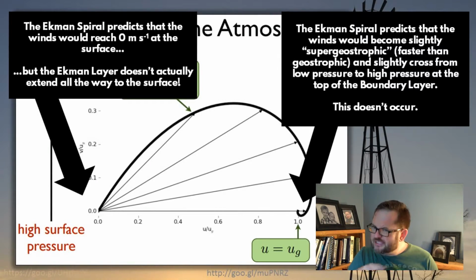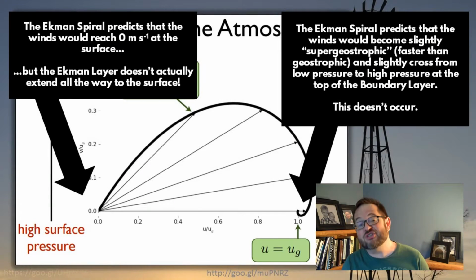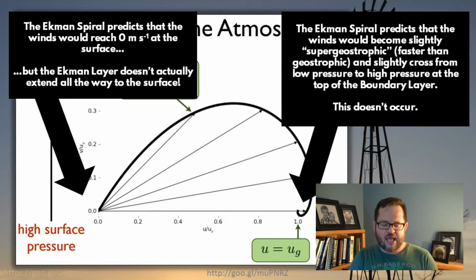You might think this word spiral is kind of weird, considering it isn't really all that spirally, although there is a little spirally curly Q over there on the right-hand side of the diagram. That is not real. The Ekman spiral predicts that the wind vectors would become a little bit faster than geostrophic. The very cool word is supergeostrophic. For a little while, and then the winds would actually start crossing from low pressure towards high pressure. That does not happen under these conditions, but notice that the wind we're talking about there would be almost exactly the same as the geostrophic wind. We don't measure wind as accurately as that anyway. Don't worry about that. That little curly Q at the end of the diagram isn't real. Okay.